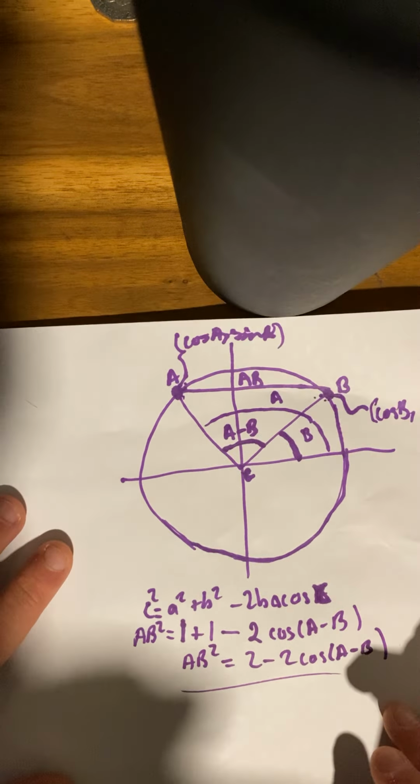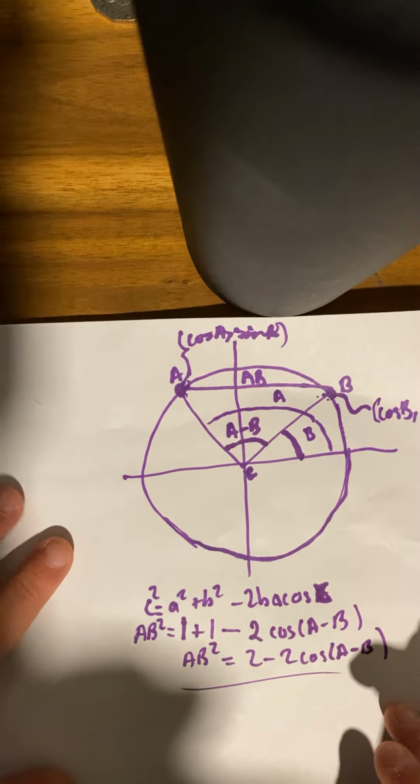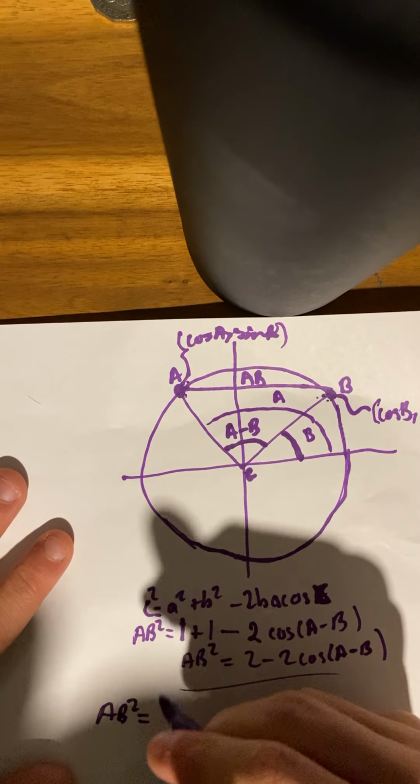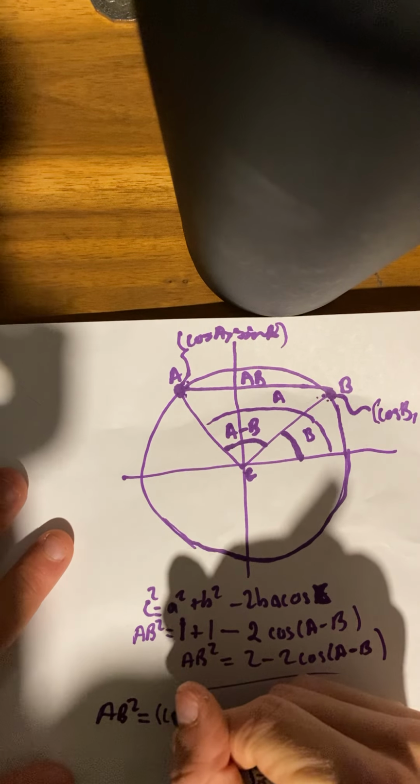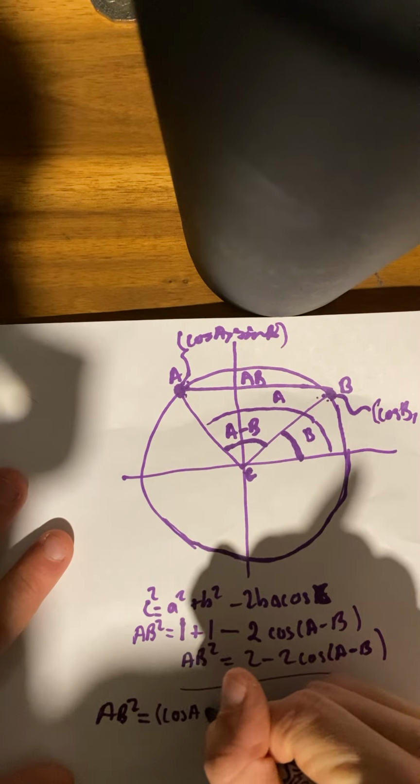The next way we're going to do this is by using the distance formula between point A and point B. So that means AB squared will equal (cos A minus cos B) squared, plus (sine A minus sine B) squared.